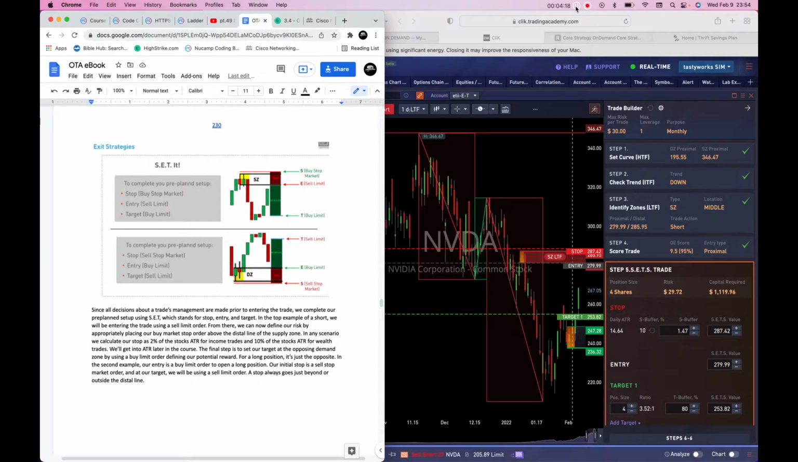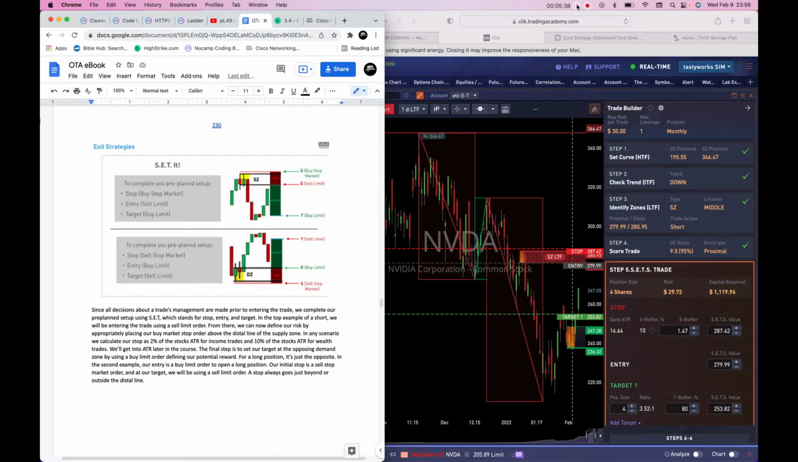In the top example of a short, we will be entering the trade using a sell limit order. From there, we can now define our risk by appropriately placing our buy market stop order above the distal line of the supply zone. Now the final step is to set our target at the opposing demand zone by using a buy limit order, defining our potential reward.